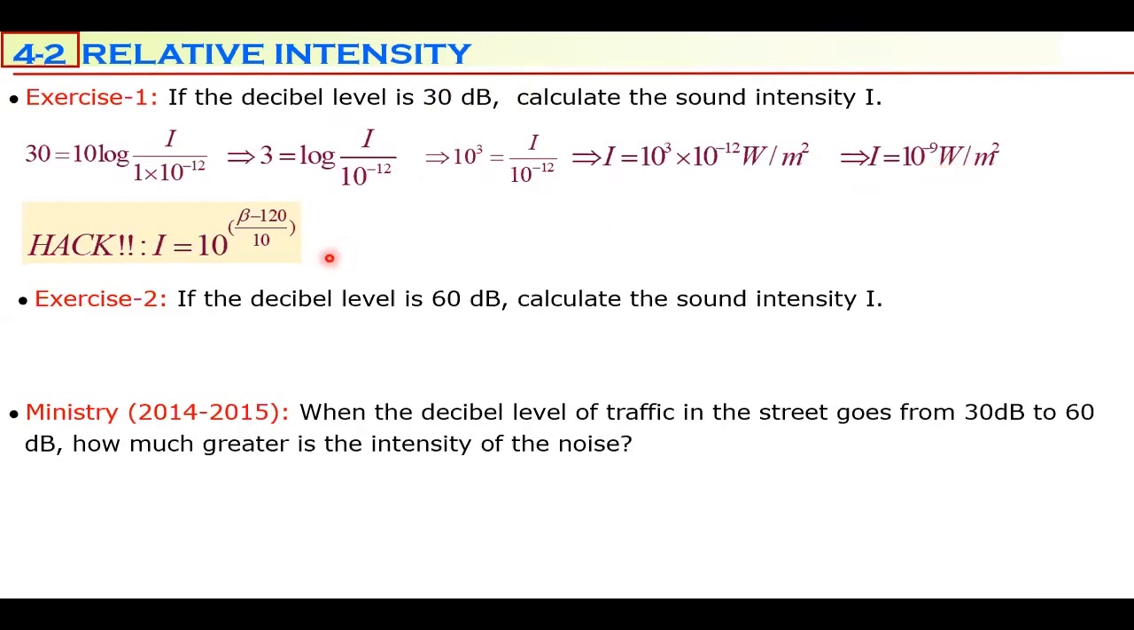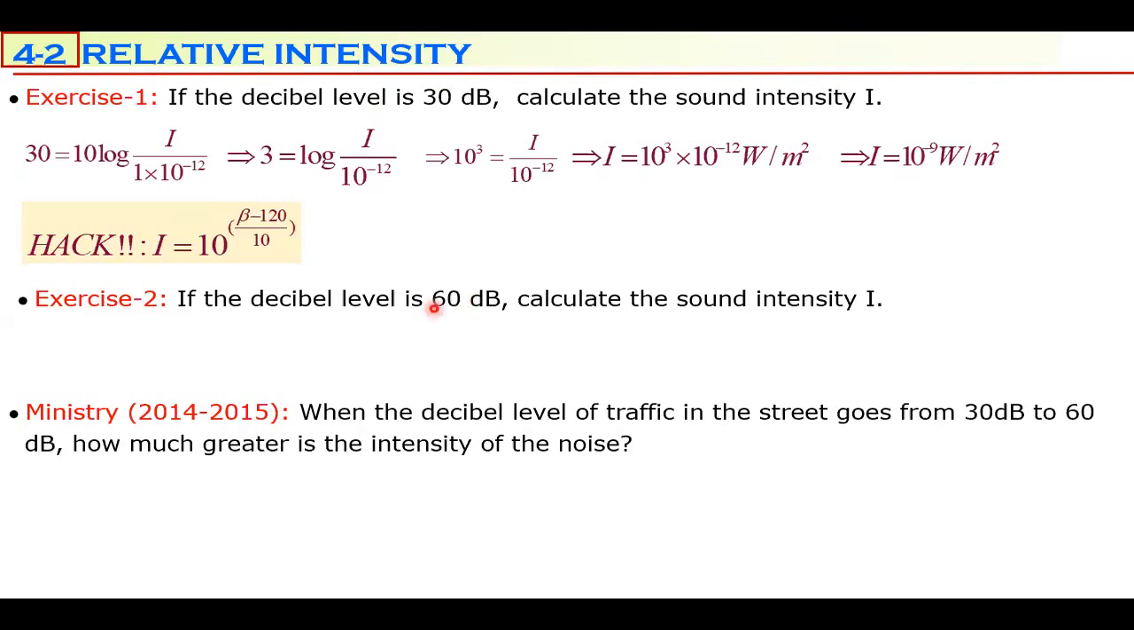And later I showed you a hack for this one. The hack was like this: if you want to get the sound intensity of any sound whose decibel level is given, just write the decibel number here. 30 is given, so write 30, subtract 120, divide by 10, and you get the exponent of 10. So 30 minus 120 is negative 90, and negative 90 divided by 10 is negative 9. You can use this hack to get the sound intensity of a sound whose decibel level is given.